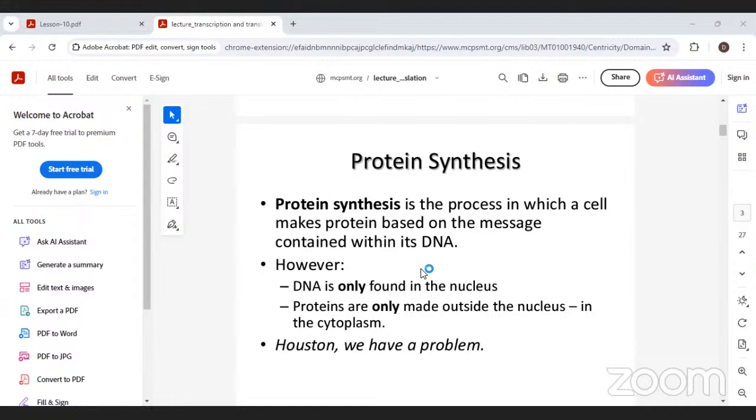It was proposed by the scientist Crick. Who proposed this central dogma? The scientist Crick proposed the central dogma. And it can be represented by DNA, mRNA and protein.